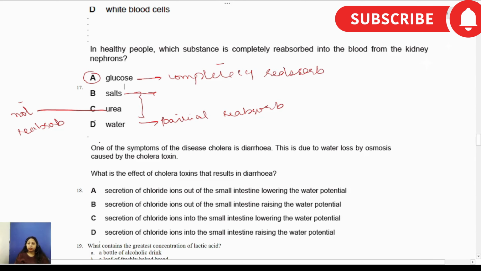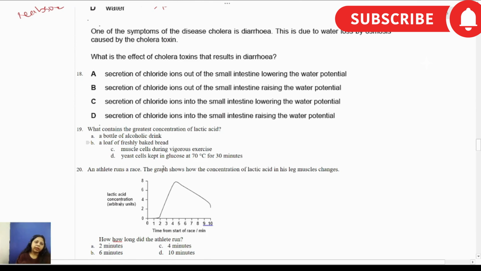Next question. One of the symptoms of the disease cholera is diarrhea. This is due to the water loss by osmosis caused by the cholera toxin. What is the effect of cholera toxin that results in diarrhea? So it's a whole process. It starts when the bacteria produce toxin. Then these toxins move the chloride ions into the intestine lumen, and it will lower the water potential. That's why water moves into the lumen and results in watery feces, the diarrhea.